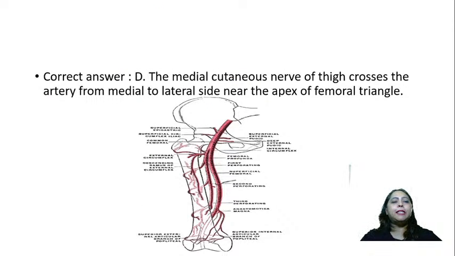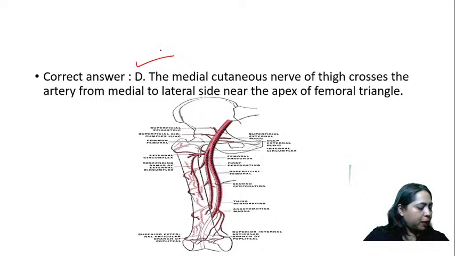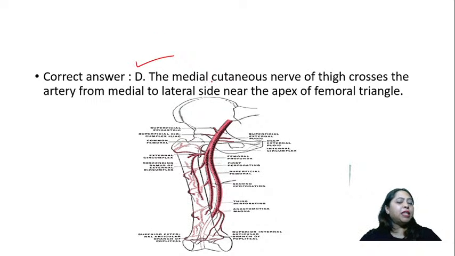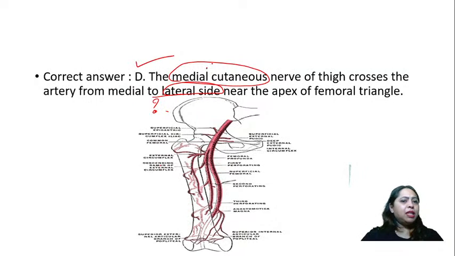The answer is D, because the rest of them are correct. The medial cutaneous nerve of the thigh crosses. See, it is the medial cutaneous nerve. Why would it cross from medial to lateral side? Why should it go to the lateral side? It is a medial cutaneous nerve, so it will stay on the medial side. So the answer is wrong there.